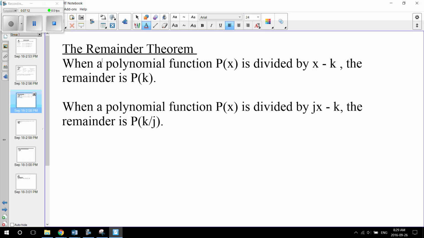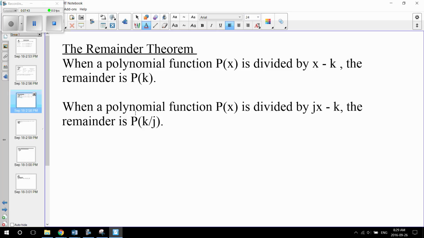So this brings us to the actual definition of what the remainder theorem is. The remainder theorem tells us when a polynomial function, represented by p of x, is divided by a factor of x minus k, we know for sure that the remainder is p of k. So we plug in that number of our factor into our function to get our remainder.